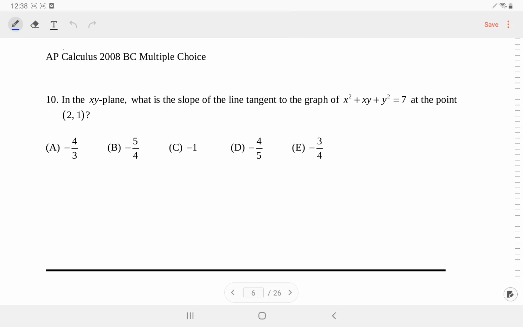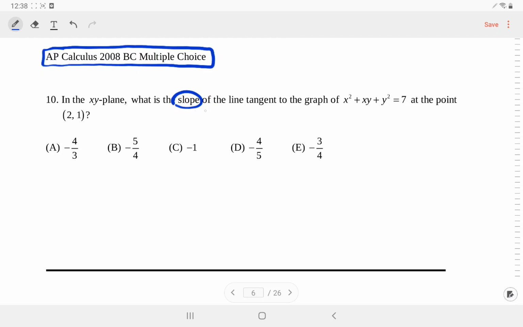Okay, this is my new screen viewer on my new tablet. We'll see if we like it. Okay, so this is a BC 2008 multiple choice. Let's see, numbers 11, 10, and 11 for now as we're testing it. This is also a write-on to a PDF, so maybe I'll also be able to post it to Google Classroom so you can see the written solutions.